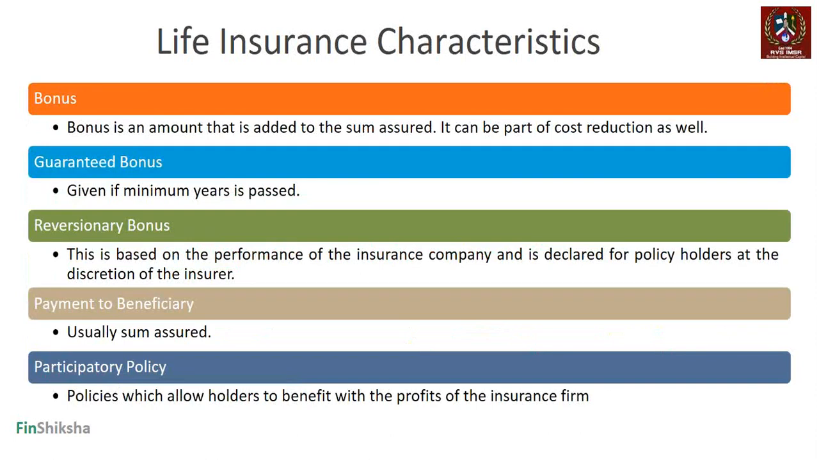There are some other key characteristics that you will keep hearing when you look at life insurance, right? So you hear a term called bonus. Bonus is an amount that is added to the sum assured. It can be part of the cost reduction that happens during the course of the policy. Now, usually life insurance policies could be of two kinds broadly, right? Some which give only risk cover and some which give risk cover plus investment characteristics.